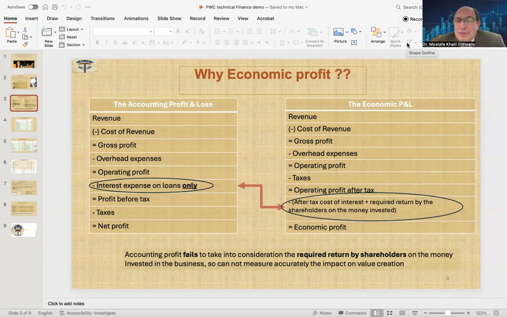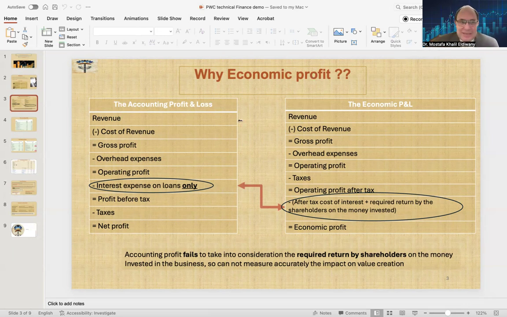Now, we have to talk about something of extreme importance. And in most cases, it's a blind spot for so many managers, whether they are from a financial background or sometimes from a non-financial background. Now, there is something called the economic profit. What is the economic profit?